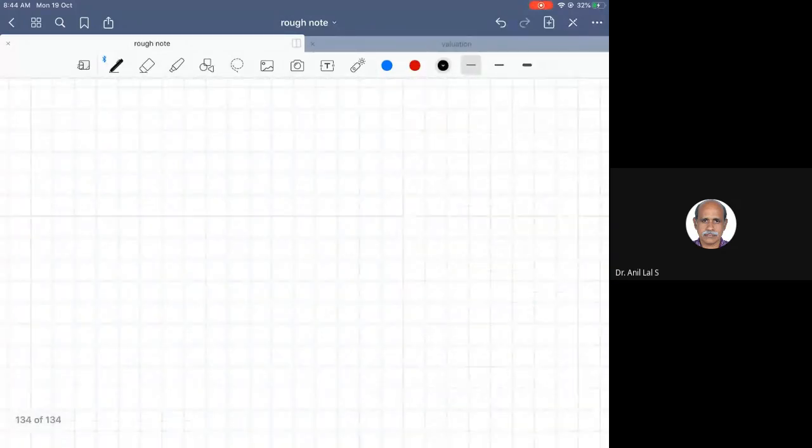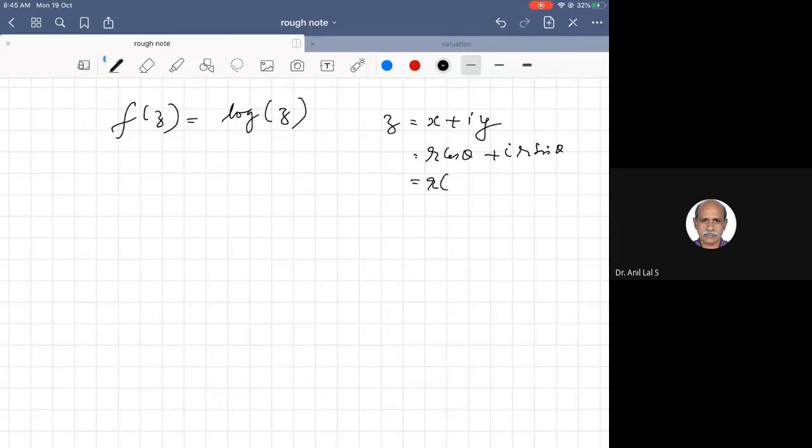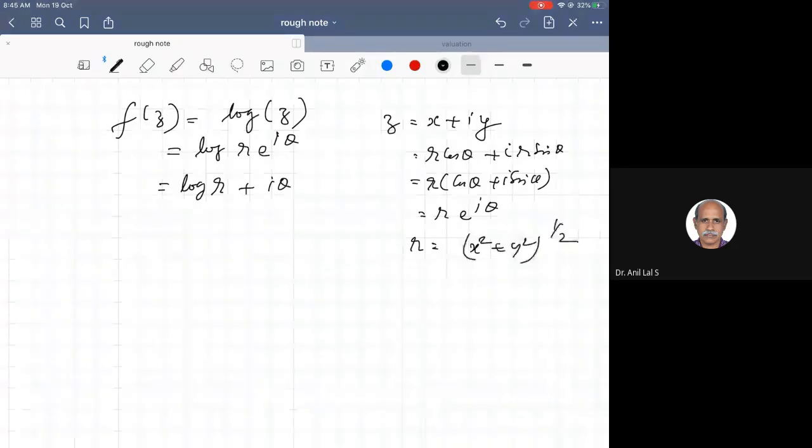So we'll see a simple example. F of z is equal to log z. So this is the function. And z is equal to x plus iy. You can also have r cos theta plus I r sin theta in polar coordinates. So r into cos theta plus I sin theta. This is equal to r e raised to I theta. And we can write it as logarithm of r e raised to I theta, which is equal to log r plus I theta. And r is equal to x squared plus y squared, the whole raised to 1 by 2, and theta is equal to tan inverse y by x.